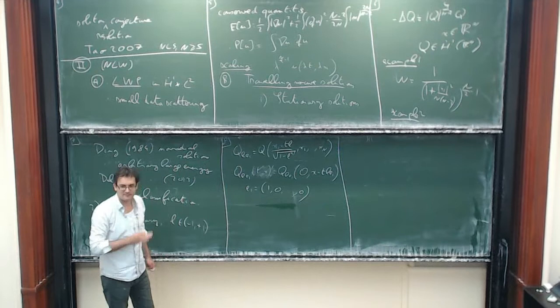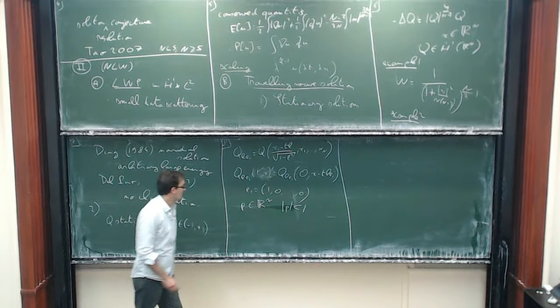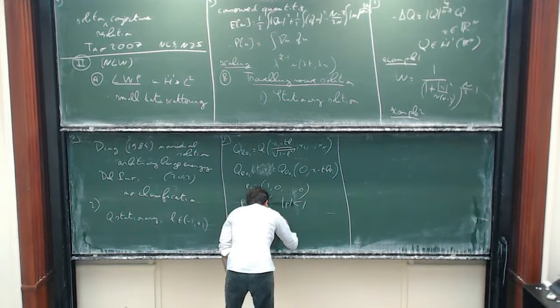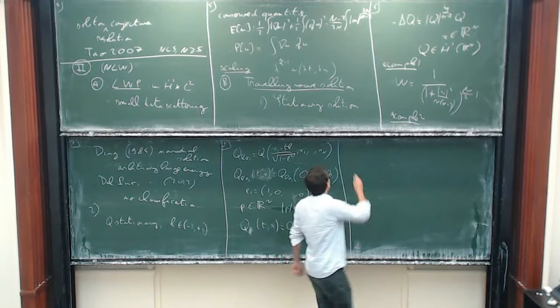And you can also construct, if you take any vector p in Rn such that the norm of p is strictly smaller than 1, some Q_p with an analogous formula that I don't want to write on the board today, which satisfies Q_p of t, x equal to Q of 0, x minus tp. So they're traveling at a speed which is strictly smaller than the speed of light, which is 1.